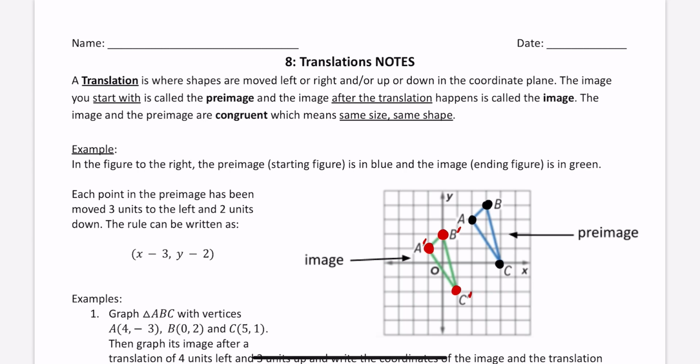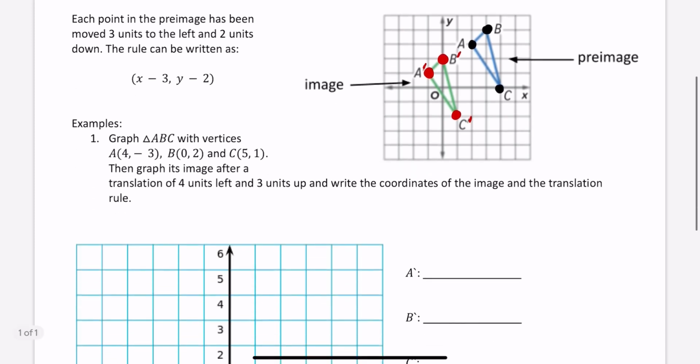So we want to be able to not only just move images and tell which one's the pre-image and which one is the image, but then also tell what rule is happening. So again, what I'm saying here is that we took A and we went 1, 2, 3 units to the left, which is why we took our X values and we subtracted 3. And then from there we went down 1, 2 units, which is why we took our Y value and went down 2. So that would be what we did to every single point to go from the pre-image to the image. Let's do a couple of examples.